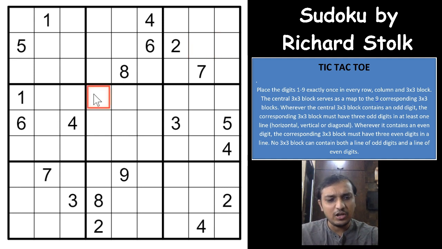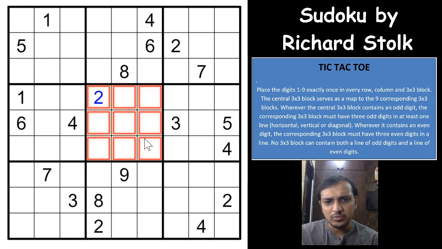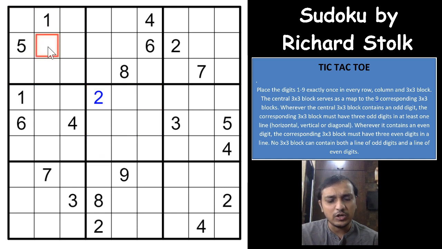So for example, you have an even digit here. So according to this cell, the corresponding 3 into 3 box is the first box. So whenever you have an even digit in the center box, the center cell of the corresponding box will always have an even digit, and that will always form a line of even digits in a diagonal way, right? So the 3 even digits will always form in a diagonal. It will never form in a horizontal or a vertical.